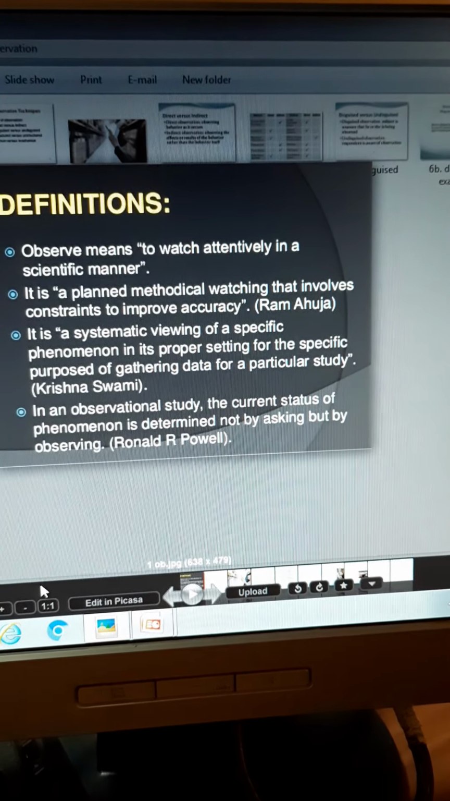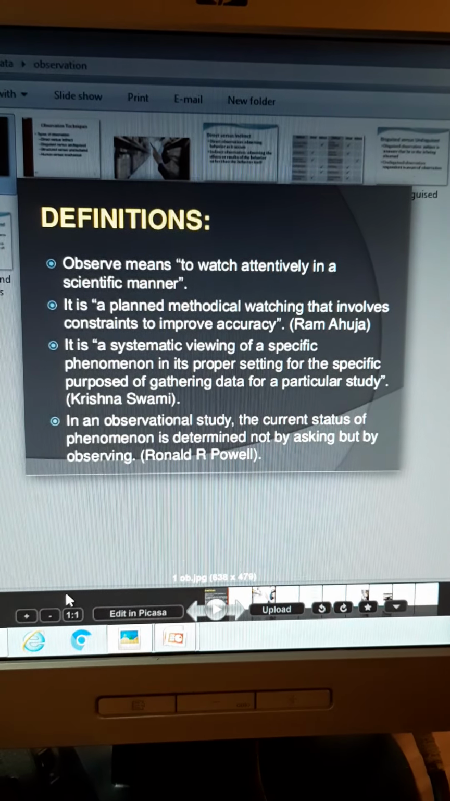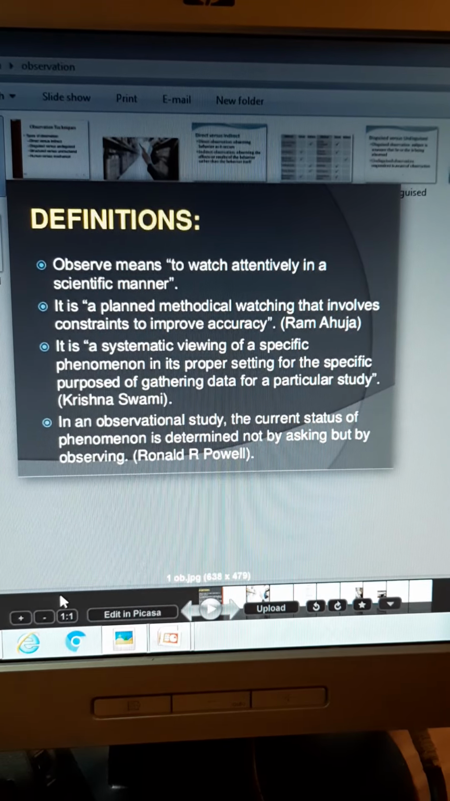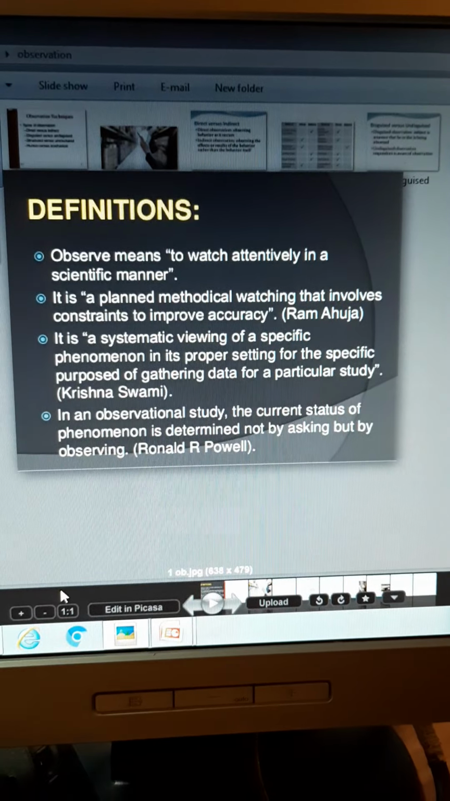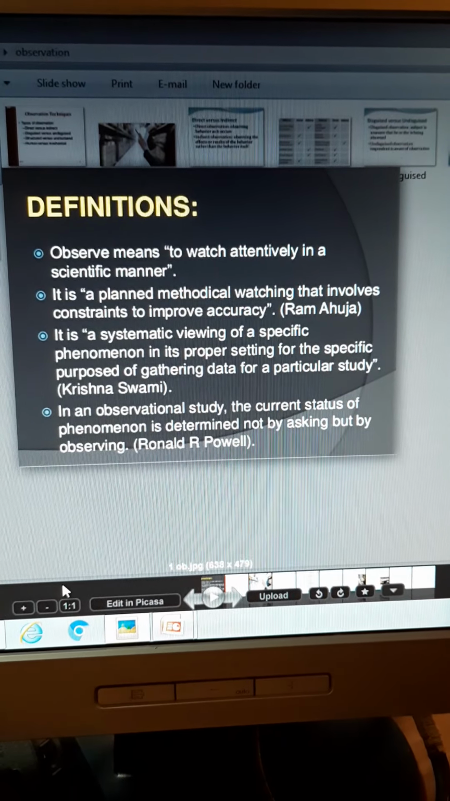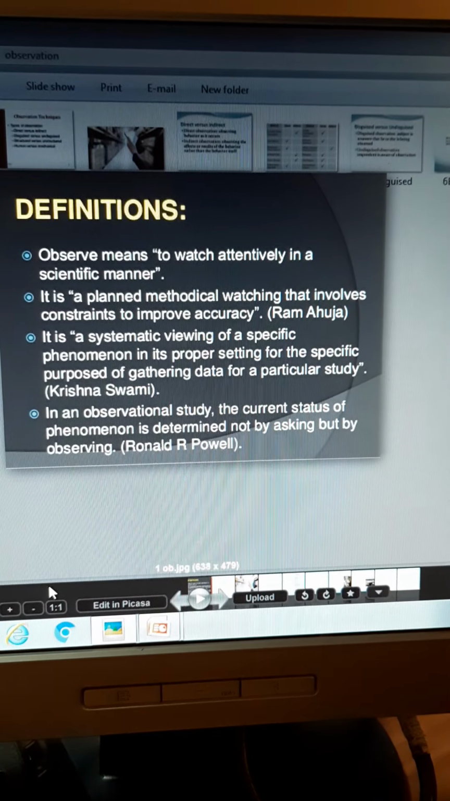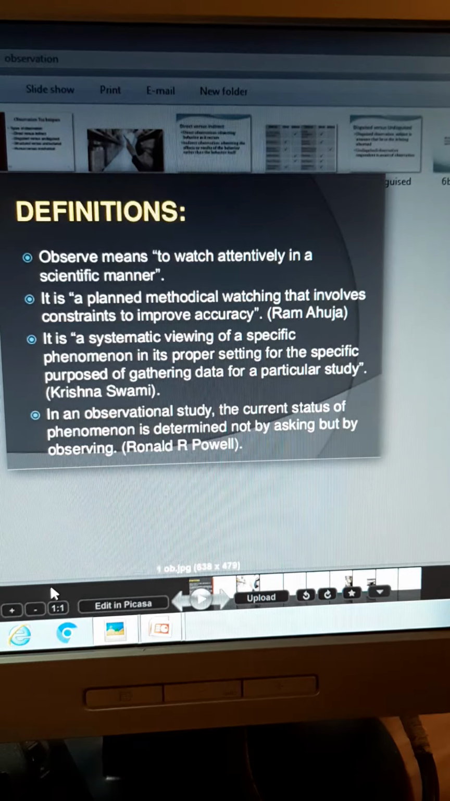Yesterday we had seen in module 3 primary data, classification, evolution, and how actually you prepare yourself for a survey. Today we will go to the next aspect, which is observation research.